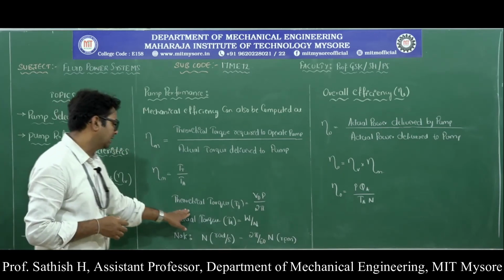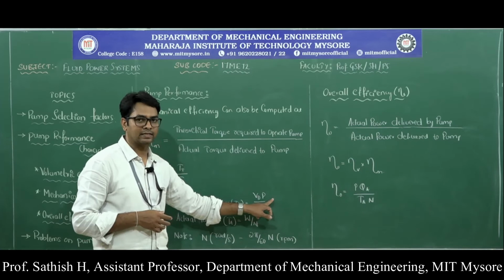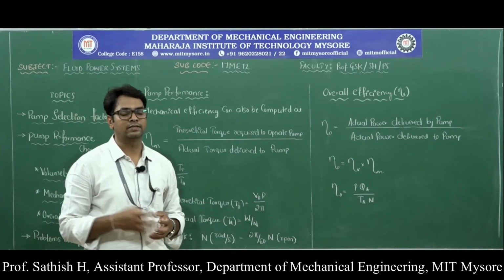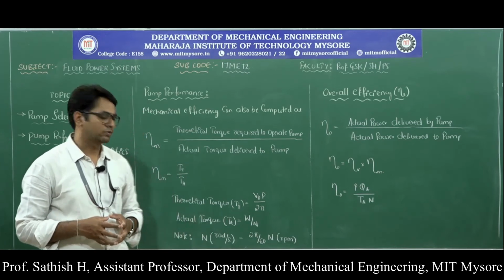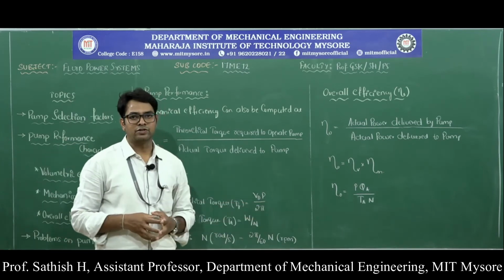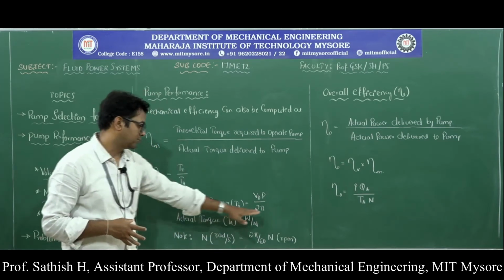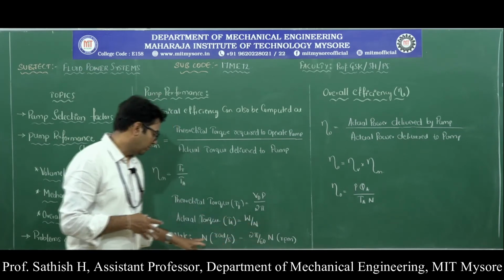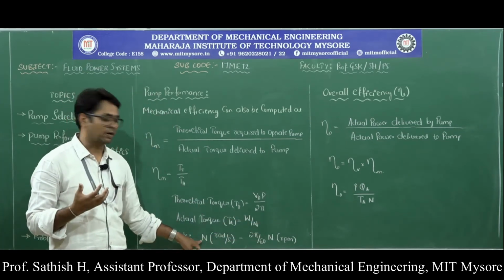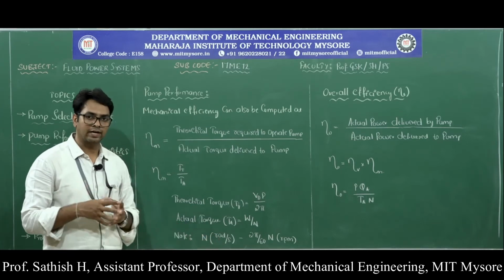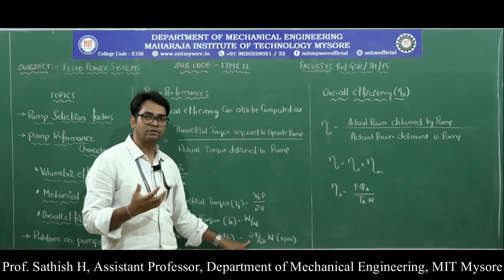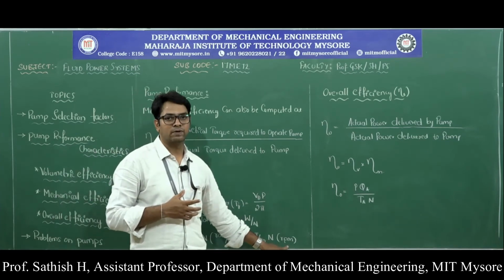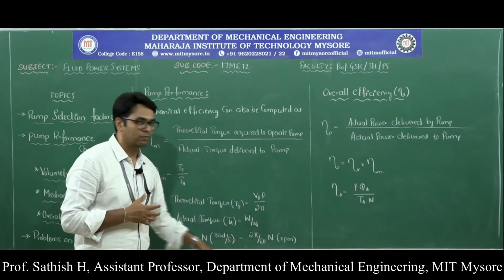Here the theoretical torque TT can be given as Vd into P divided by 2 pi, where Vd is the volumetric displacement, normally expressed in meter cubed per revolution, and P is the pressure in pascals, divided by 2 pi. The actual torque is given by W divided by N. If we have N, the speed of the pump, in radians per second, to convert that into revolutions per minute you have to multiply it by 2 pi by 60.